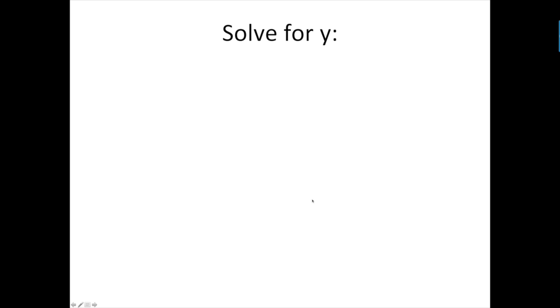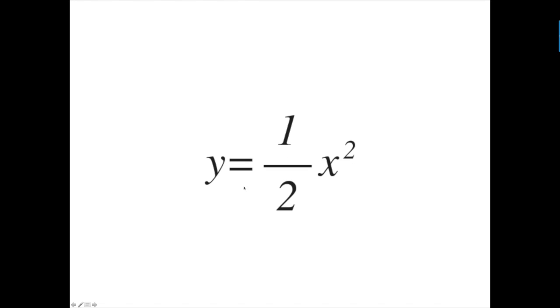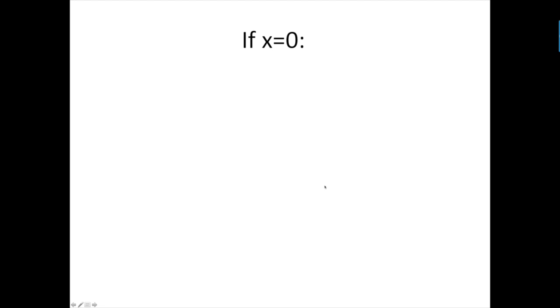And now, after that, we must solve for y. So once again, I'm going to set 2y minus x squared equal to 0. Once I carry over the x squared to the right-hand side, we're left with 2y equals x squared, and now we know that y equals 1/2 x squared.